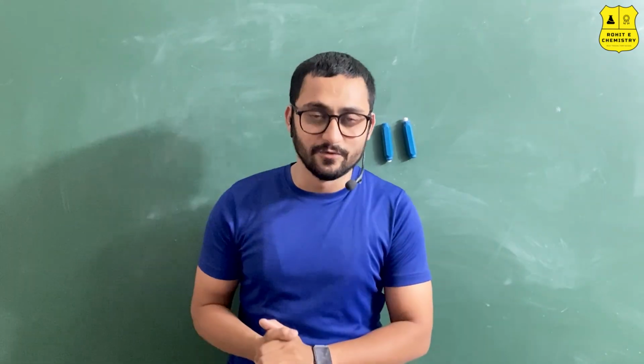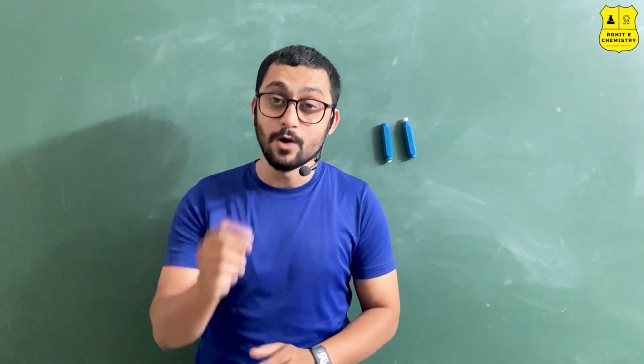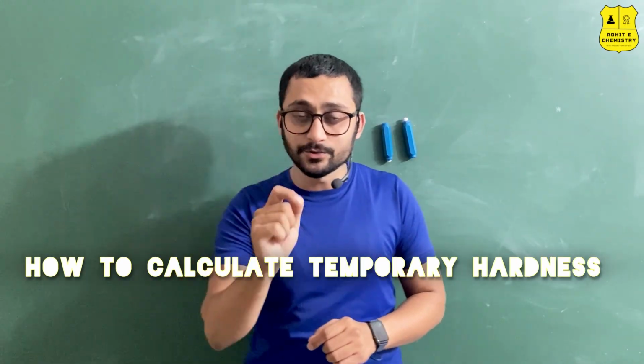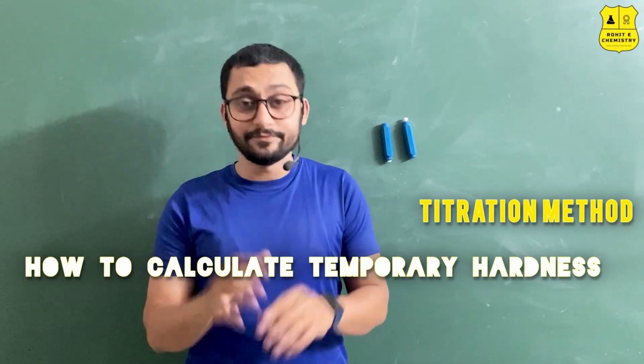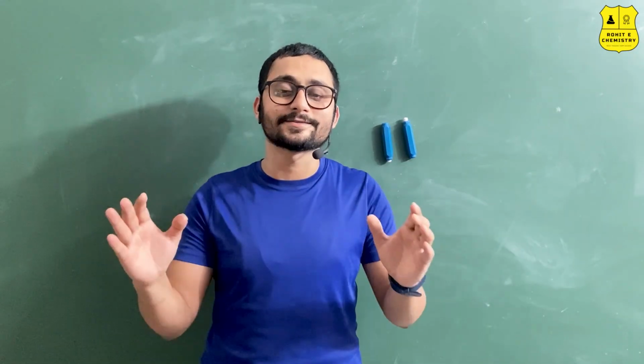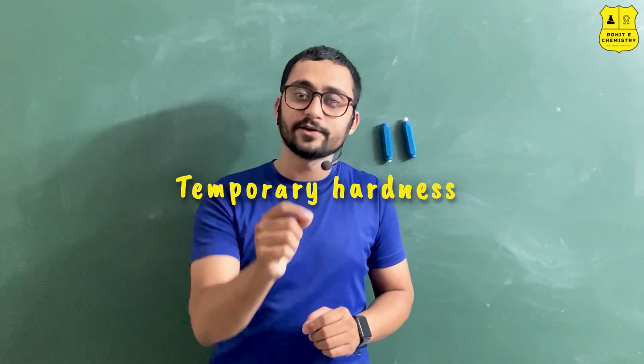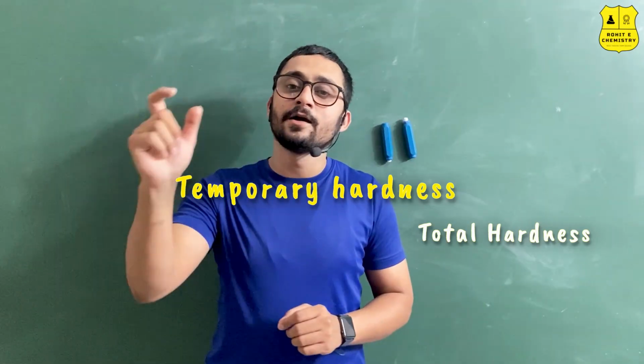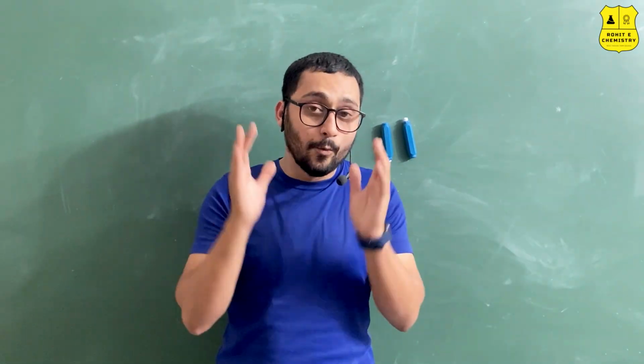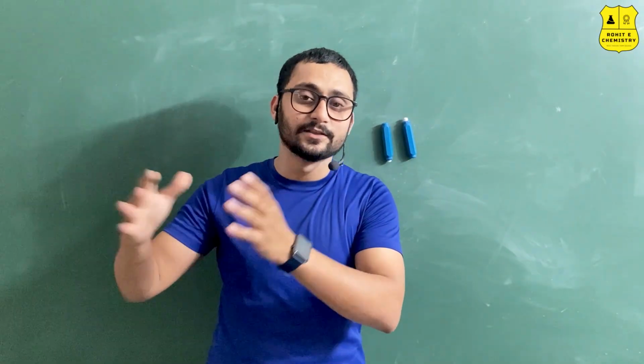So today in this particular video, we are going to discuss how to calculate temporary hardness using the titration method. This method is quite interesting because to calculate temporary hardness, first we calculate total hardness and permanent hardness. Now, what chemicals are required to perform this practical in the chemistry laboratory?